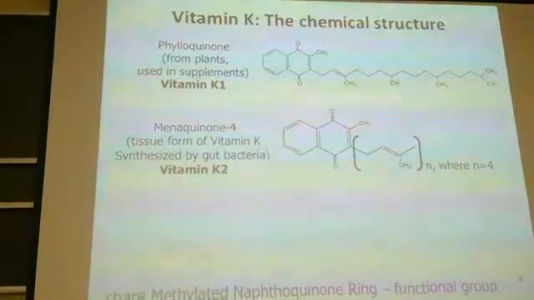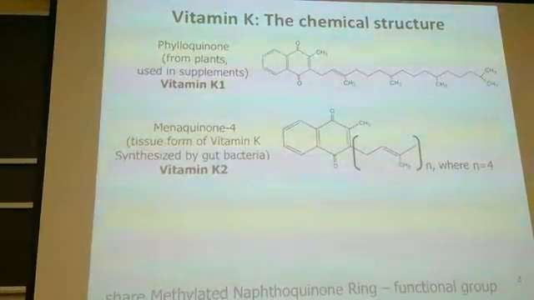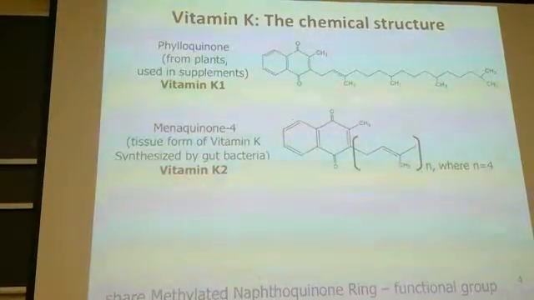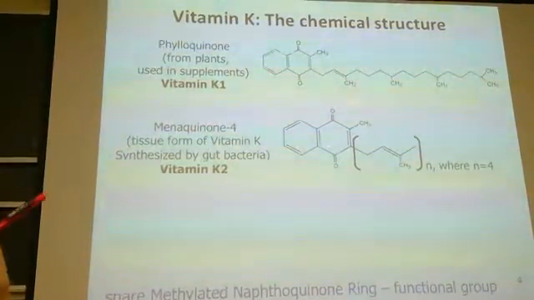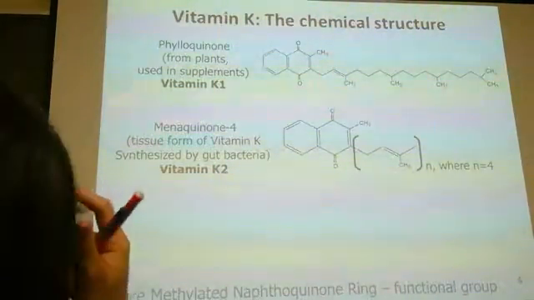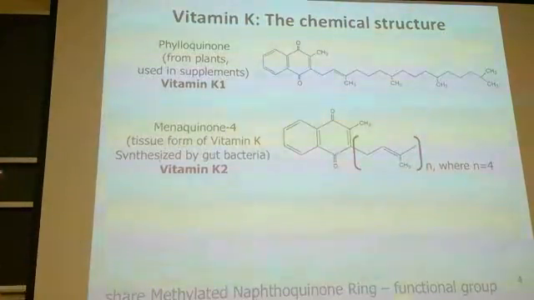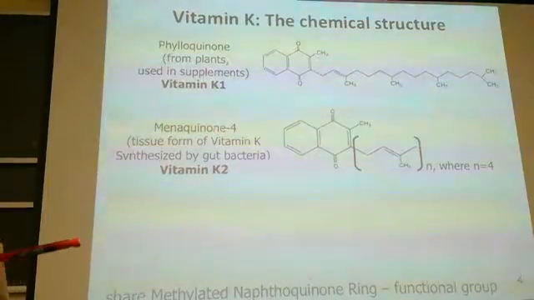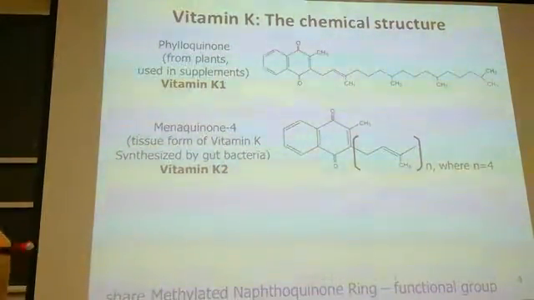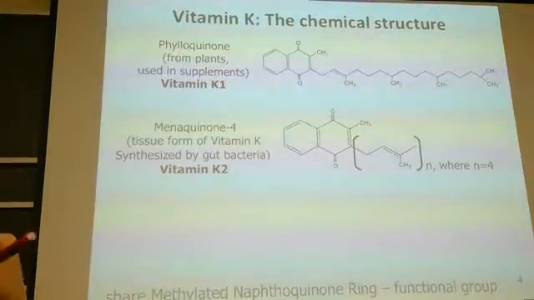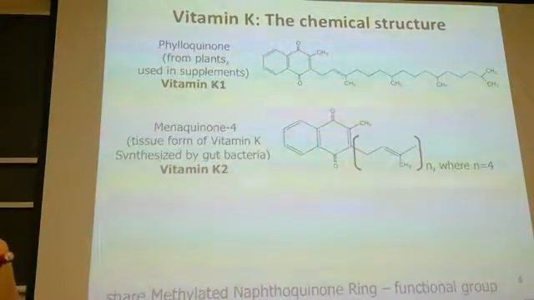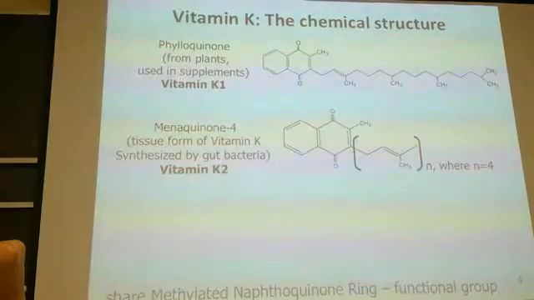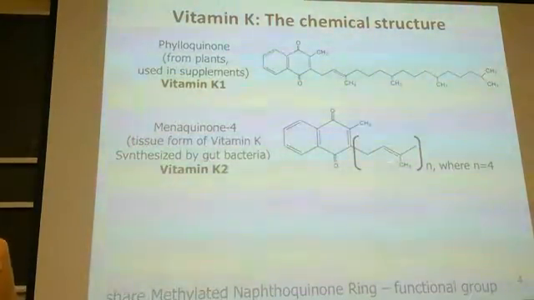Another prominent form is vitamin K2. Similarly, they share this methylated naphthoquinone ring, that methyl group, and then these benzenes in the quinone rings. This comes in a variety of lengths in this R group, where here N equals 4 is menaquinone 4, sometimes abbreviated MK4. Another common one is MK7, but bacteria can make this anywhere from 1 to 12 repeats of this length.